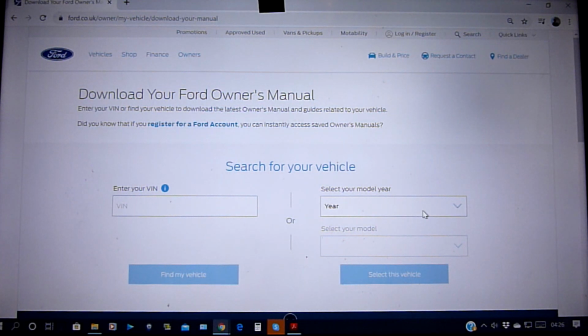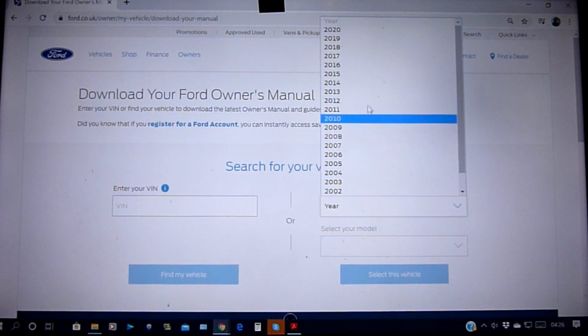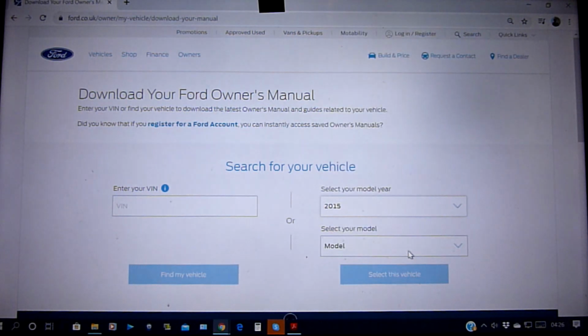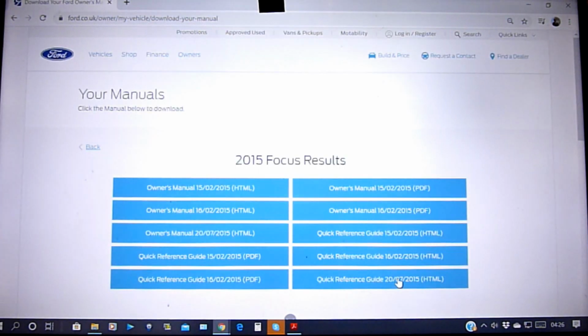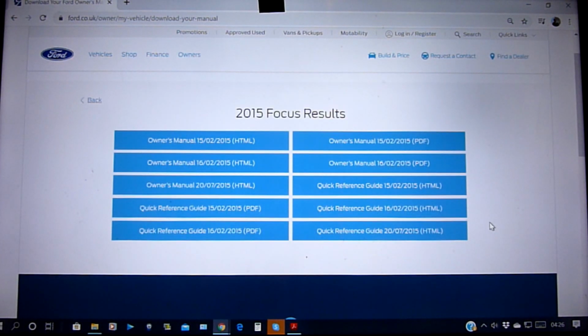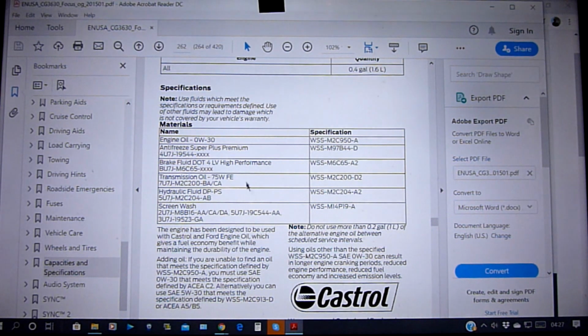So in my case, 2015 Focus, select this vehicle and there's a choice. There's an owner's manual PDF, that's the sort of thing you want. HTML is like a website thing, that's not going to be so keepable and not so exchangeable. So you're going to PDFs, owner's manual again. There's a quick reference guide, that's this.